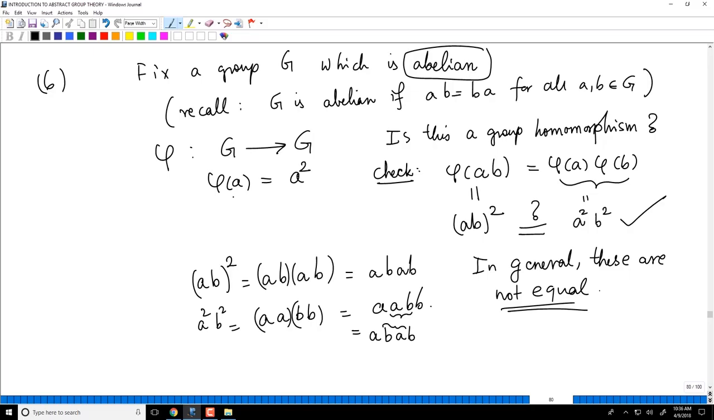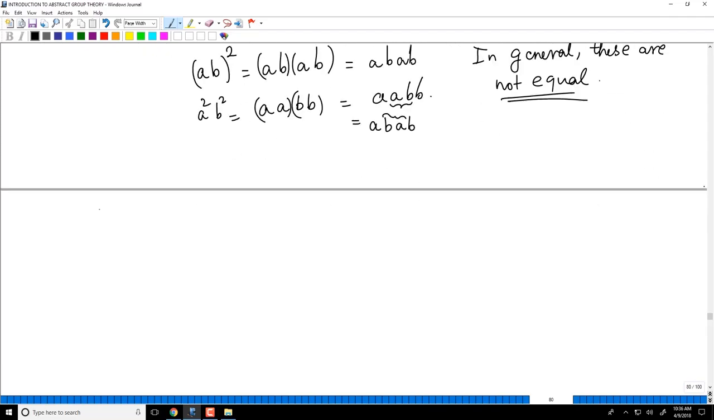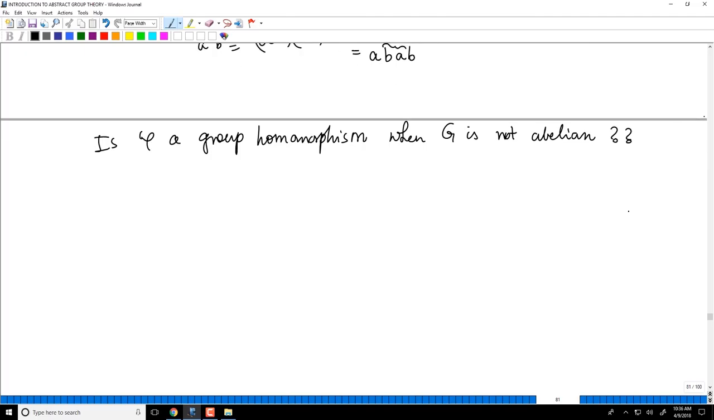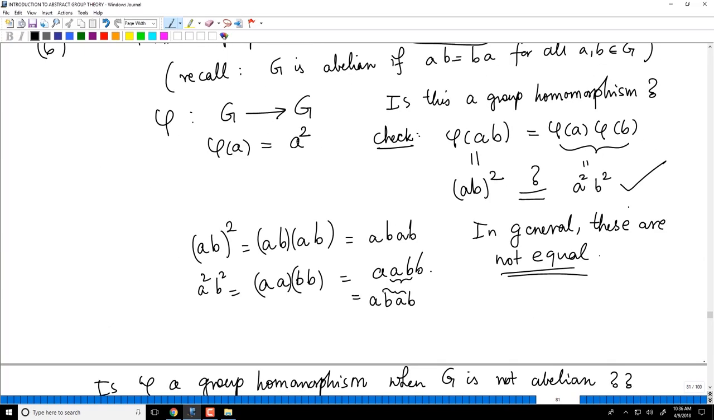So the map which sends a to a squared is a group homomorphism if the group is abelian. So now the question naturally arises, is phi a group homomorphism when G is not abelian? Note that our proof here suggests that it need not be, because in general we may not be able to interchange a and b here.